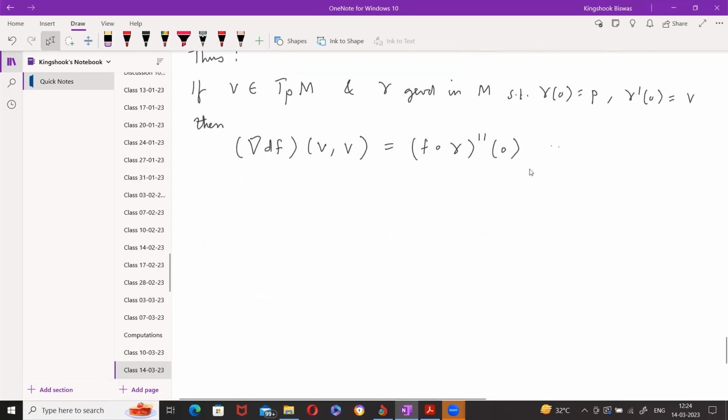So this tells us a few things. Well, using this, we can work out a composition formula for the second fundamental form of a composition of two maps.